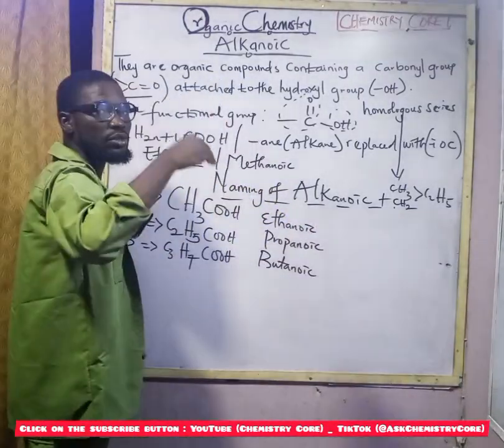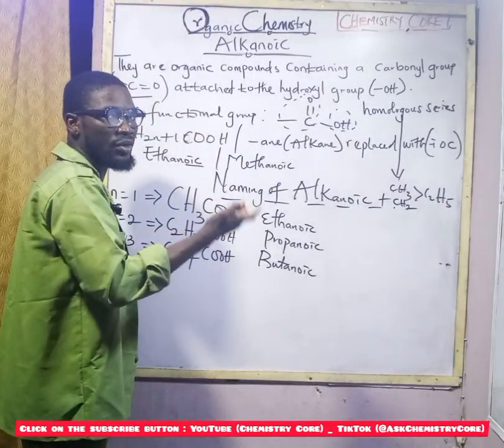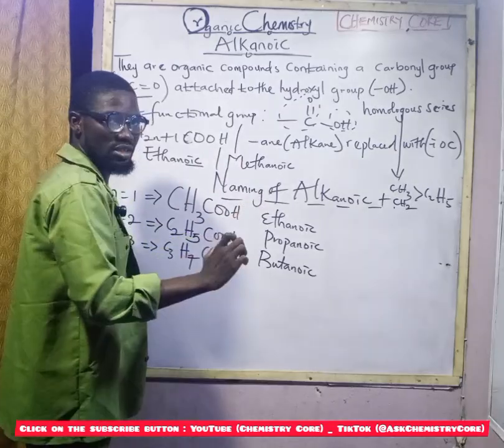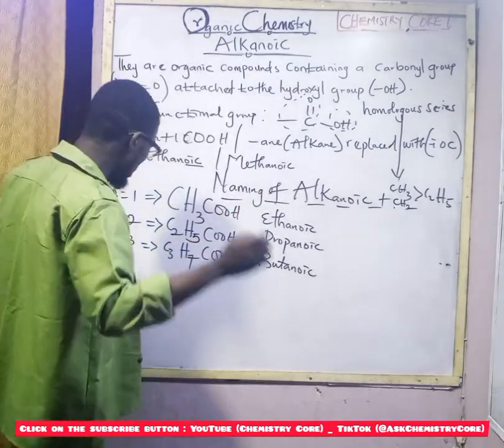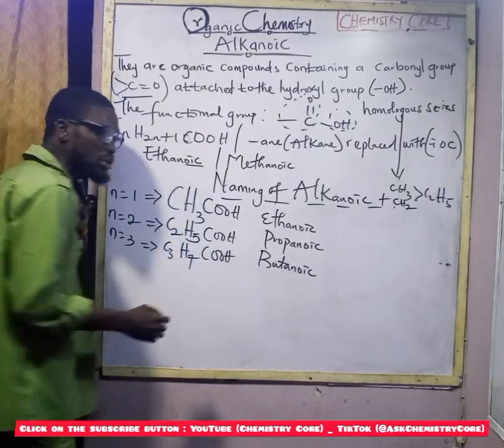That is why we can say that the carboxylic acid or the alkanoic belong to the homologous series. Are you with me now? So the next one is, when n is equal to 3, it is called butanoic.